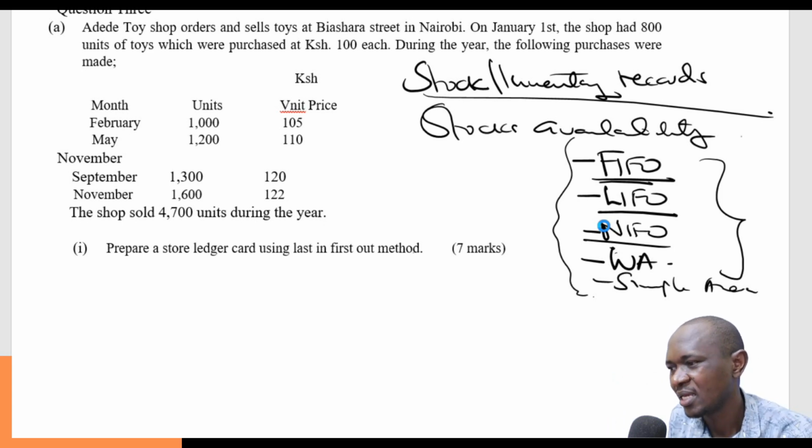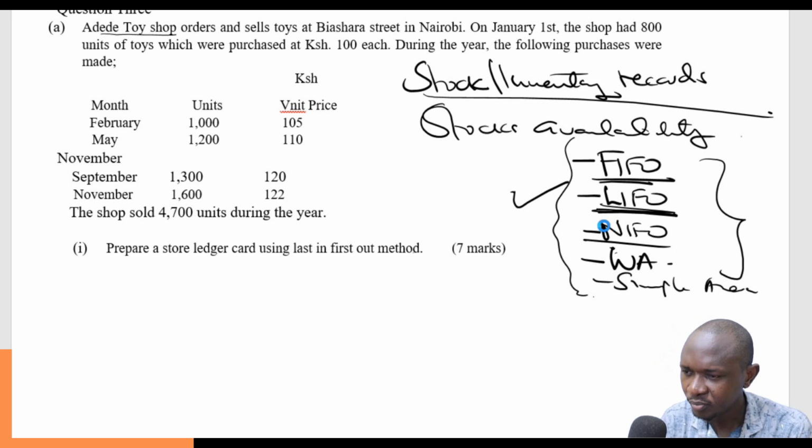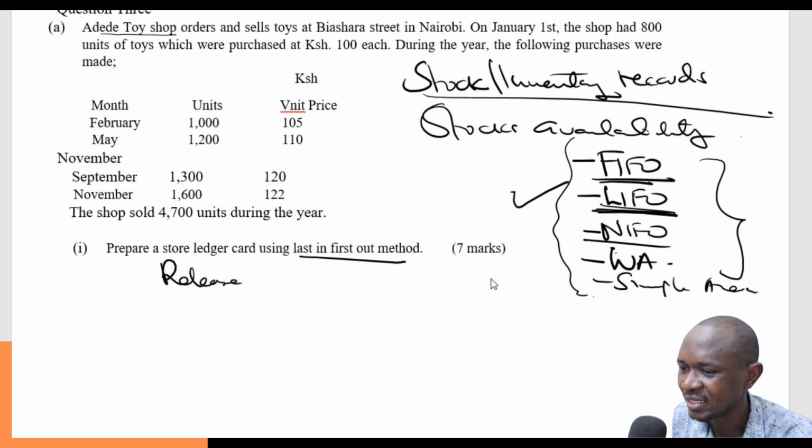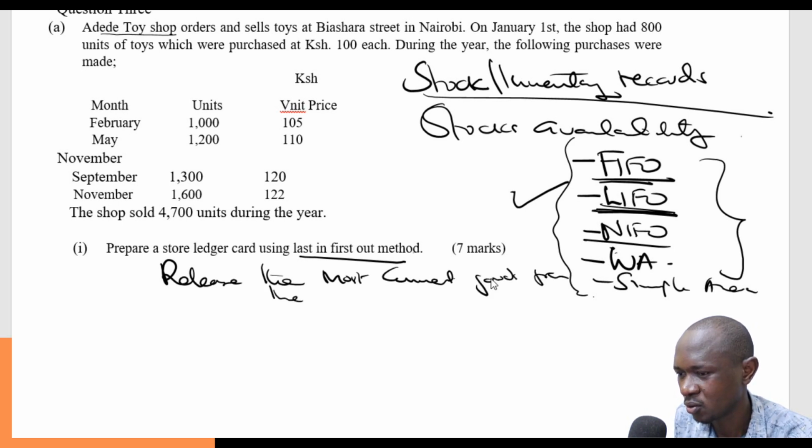Now, in this particular case, the examiner is interested in LIFO. So this store that we are talking about, the Dede Toy Shop, uses the LIFO method. So we'll be able to determine the value of the goods in store using the LIFO method, and that's what the question expects of us. So let's prepare a store's ledger card using last in, first out method. I've just said that we are going to release the most current goods from the store.